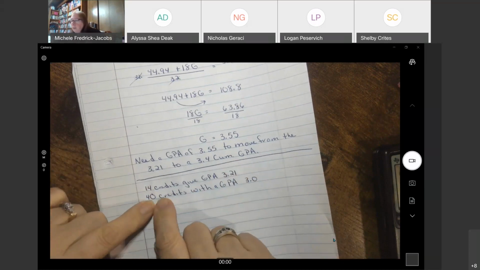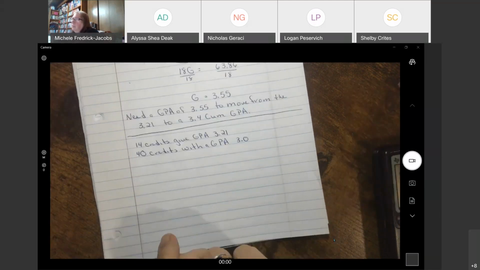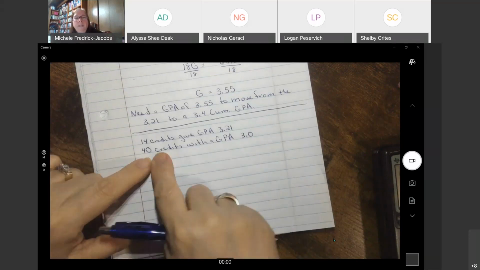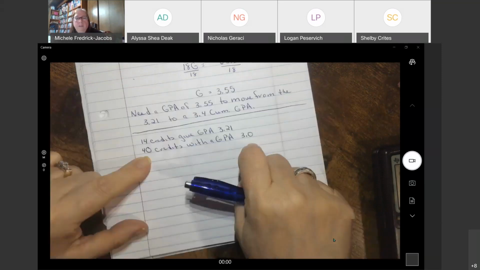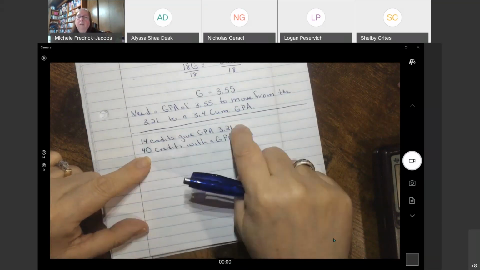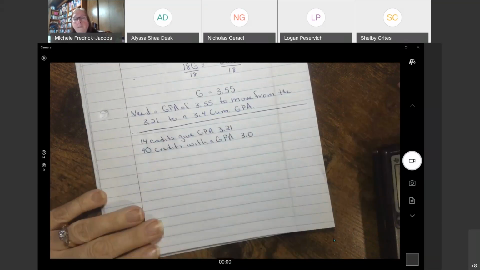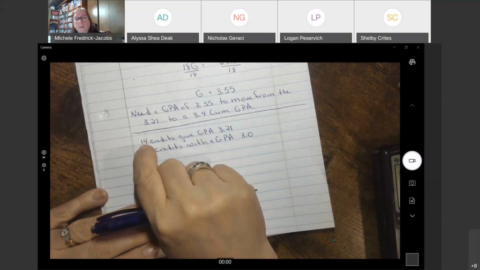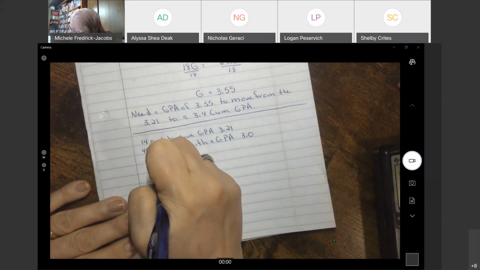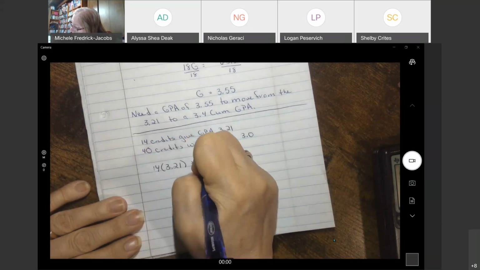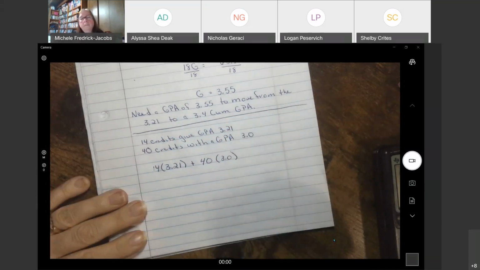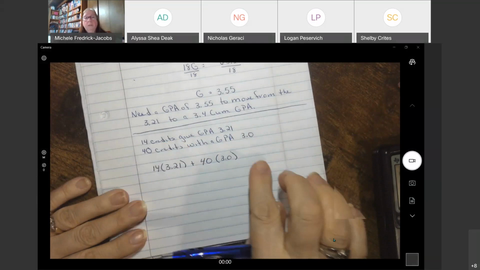And it would be on your, what do you look under? I think you just look under your grades, previous grades, and it should give you how many credits you've taken and your cumulative grade point average. So if we want to find, adding this one on, what's our new grade point average? First, you find your quality points, 14 times the 3.21, plus the one that you had, 40 times your 3.0. That would be your quality point.